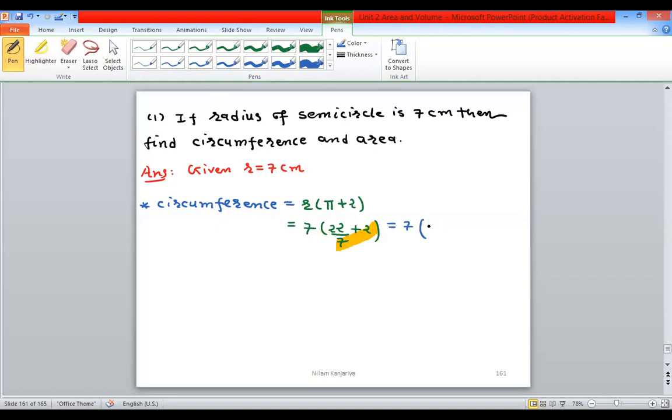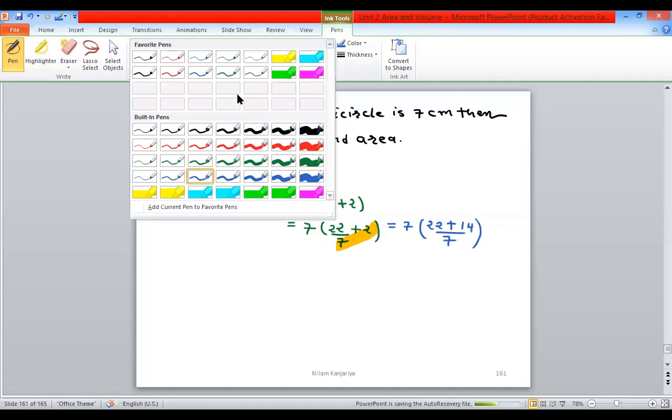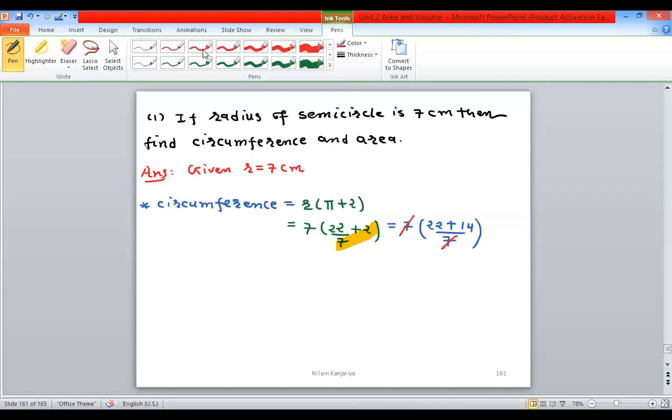22 plus 7 into 2, it's 14/7. Now the student, 7 and 7 cut. The sum of these two things gives you the circumference. It is 36. And the unit of the circumference, the perimeter, is only centimeter.